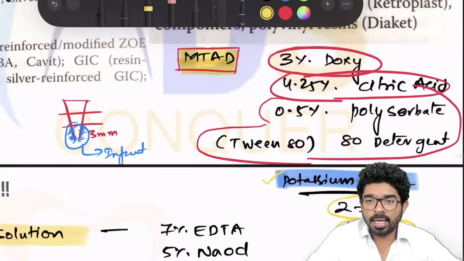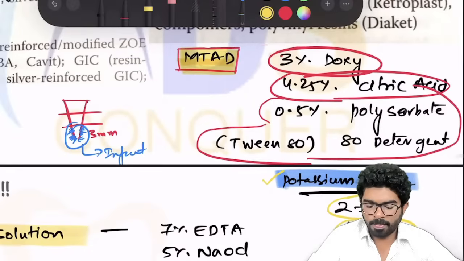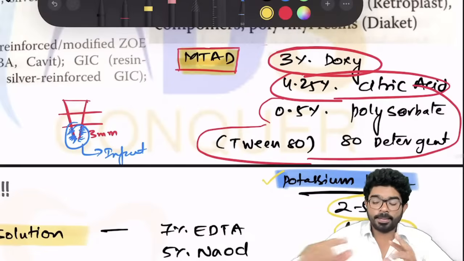So it is doxycycline, citric acid, and a detergent. The combination of these three is called MTAD. So MTAD is not a material, it is an irrigation solution. Clear?